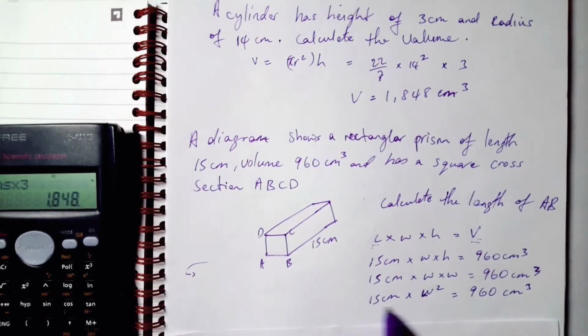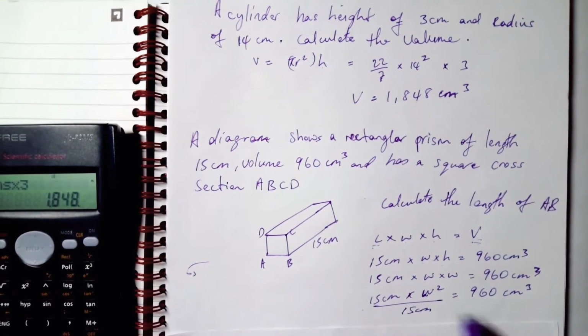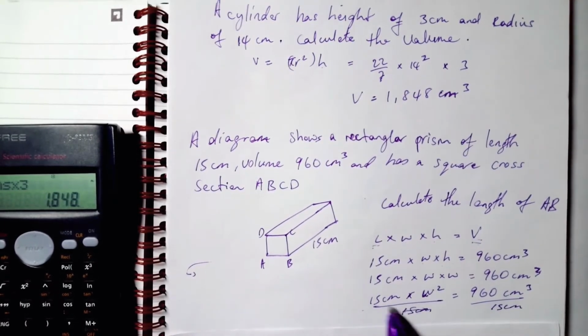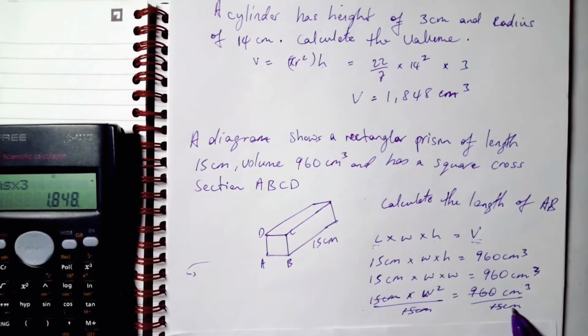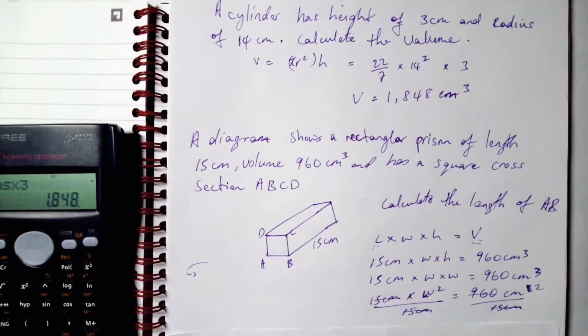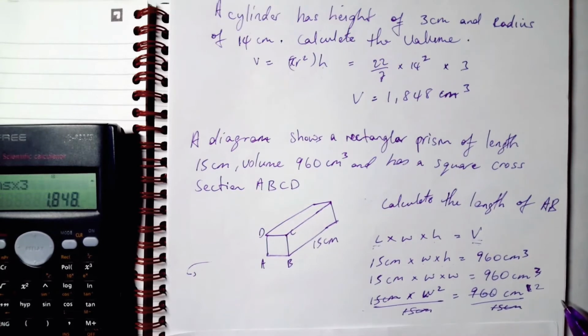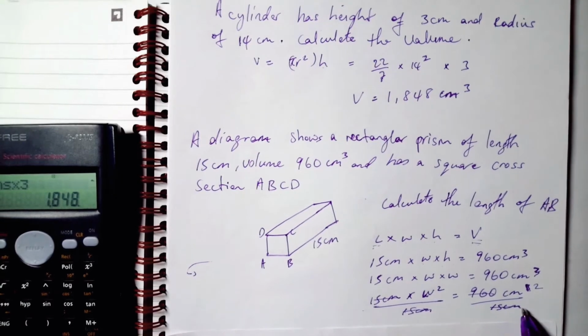We're going to divide both sides because we're multiplying. We want W squared by itself. So we divide both sides by 15 centimeters. This cancels this. And this goes into this and this goes into this. Leaving only centimeters squared. Because this is centimeters cubed and we divide through by centimeters, we subtract 1 from the power.